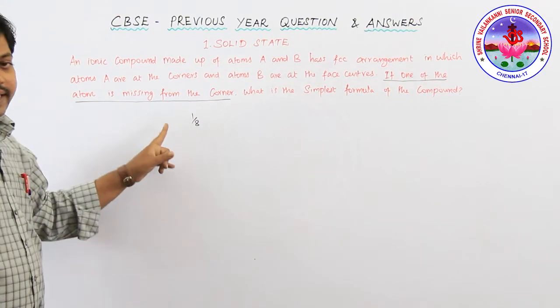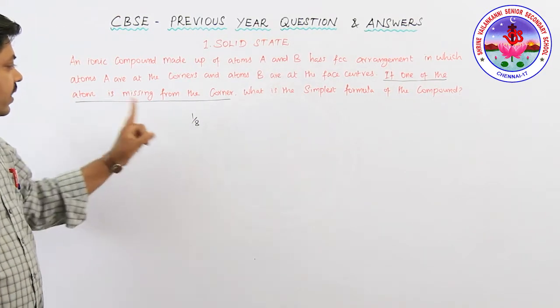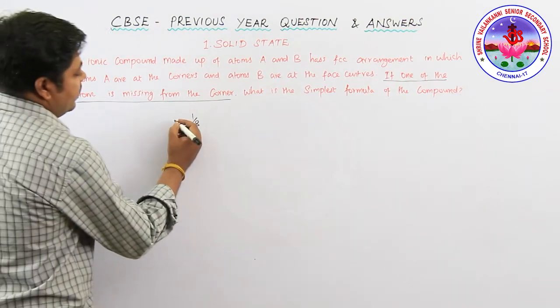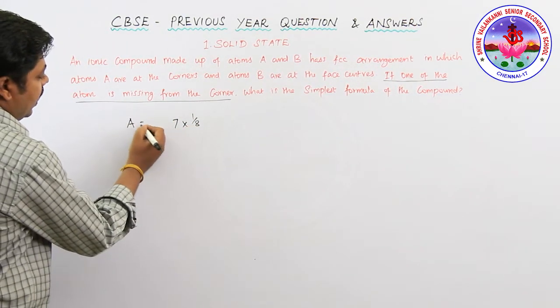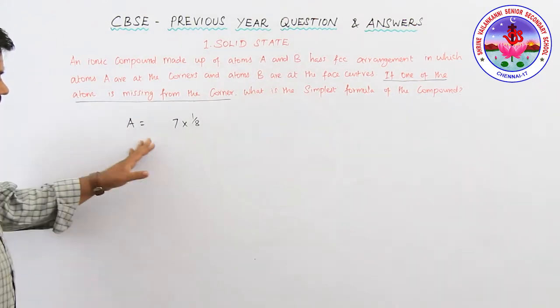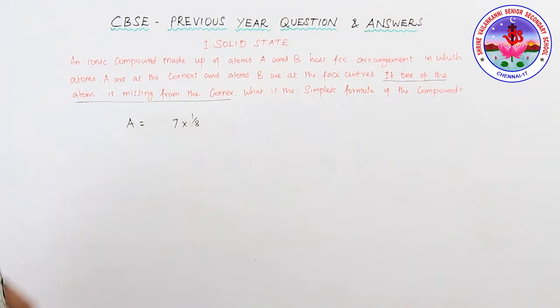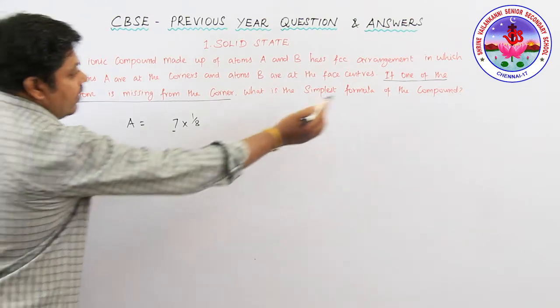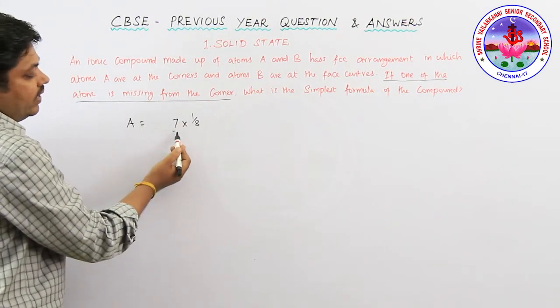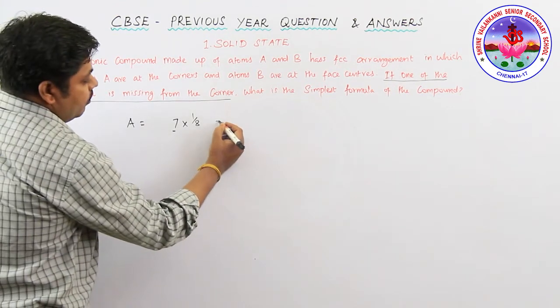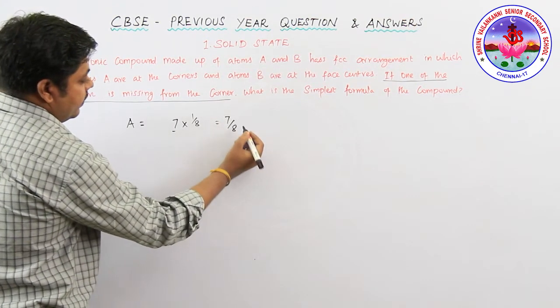That means 8 minus 1, that is 7. So, 7 into 1 by 8. The contribution of atoms A towards the unit cell is 7 into 1 by 8, because one of the atoms is missing from the corner. That is why 7. So, 7 into 1 by 8 becomes 7 by 8.